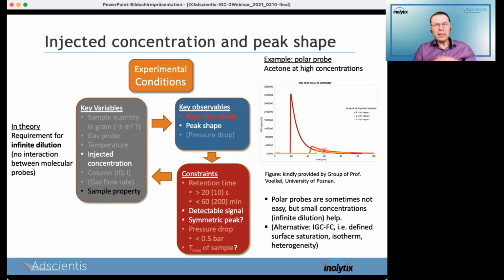So, conclusion here, polar probes are sometimes not easy, but small concentrations help. And if you're really looking for a specific polar probe and really want to cover the surface in a defined way, there's also the way of IGC finite concentration, meaning a surface saturation under defined conditions, and that provides the isotherm and also a heterogeneity measure of the surface as such. If you're interested, you can look this up in the first webinar on YouTube.